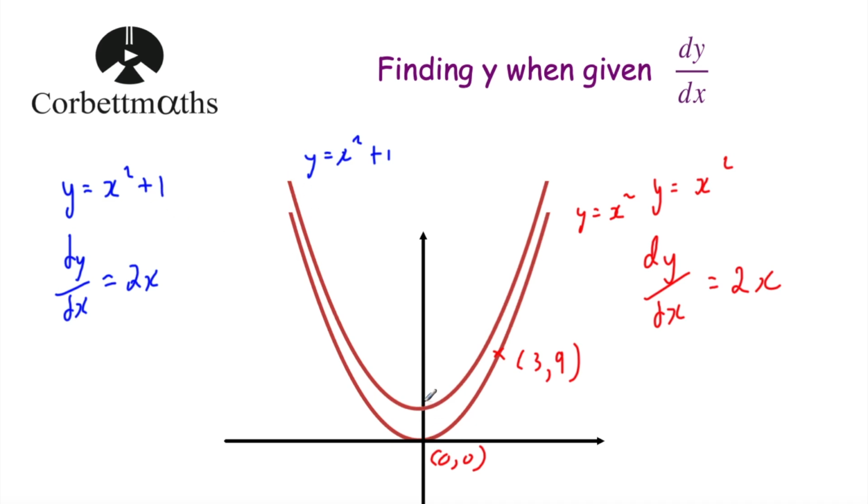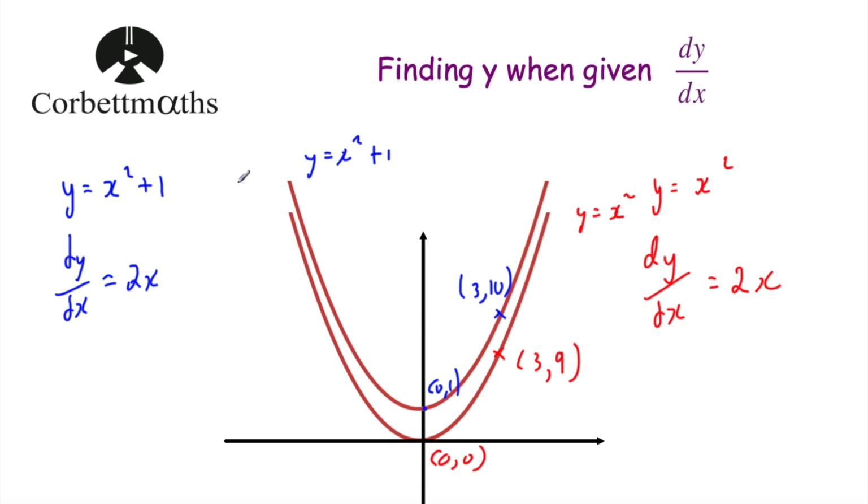If we consider this point here, the point 0, 1, the gradient of the tangent at that particular point of this curve is still 0. 2 times 0 is 0. The fact that it's 1 square higher doesn't affect the steepness of that particular point. The point here, which would be the point 3, 10, because 3 squared plus 1 is equal to 10, the tangent at that particular point would be 2 times 3, which is still 6. So the gradient function of this graph is the same as the gradient function of the other graph, because it's just 1 higher.